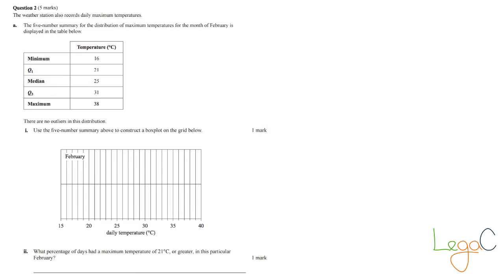In question 2, we are told that the weather station also records daily maximum temperatures. In part A, we are given the 5-number summary for the distribution of maximum temperatures for the month of February, as shown in the table. We are also told that there are no outliers in this distribution. In part I of this question, we are asked to use the 5-number summary given to construct a box plot on the grid below. This question is worth 1 mark, which is going to be an answer mark for the correct box plot.